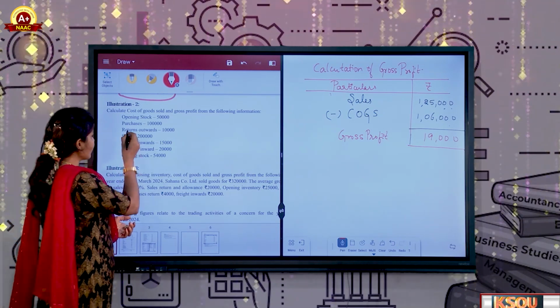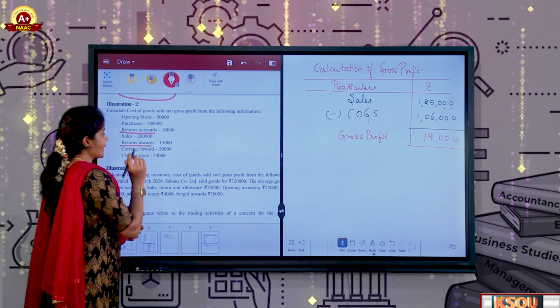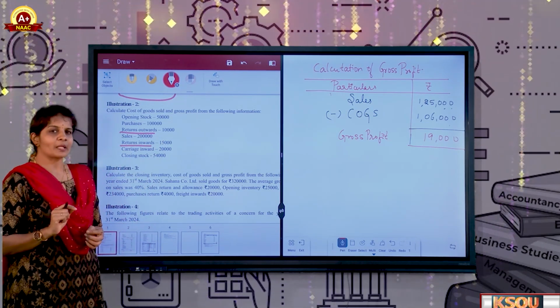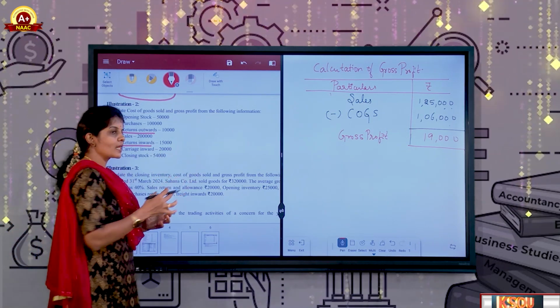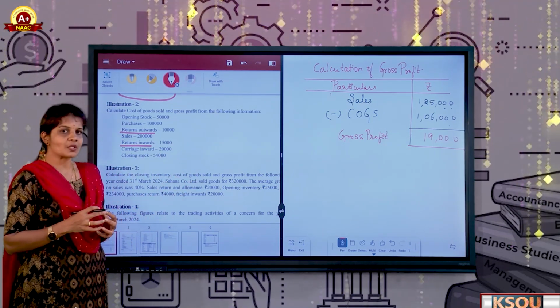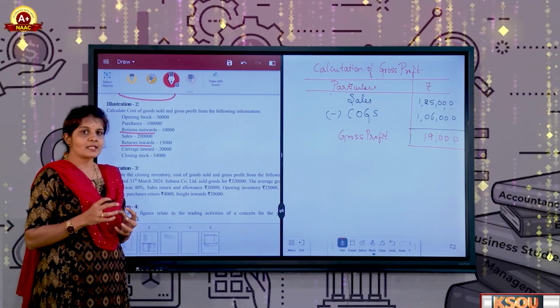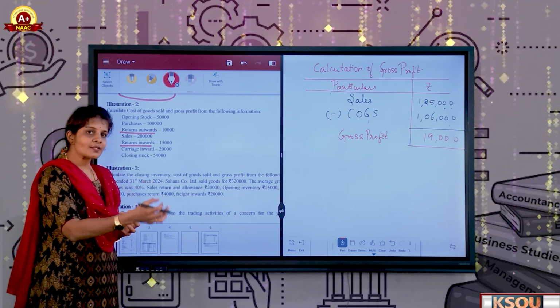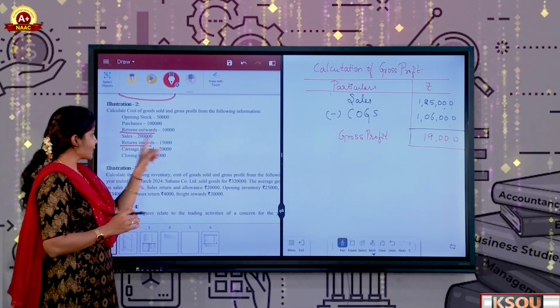But in this problem, you could see the return outwards and return inwards. What do you mean by return outwards and return inwards? See, return outwards means the product which we have purchased, we are returning back. Means the purchased product which we are returning to the supplier. That means it is a purchase return.